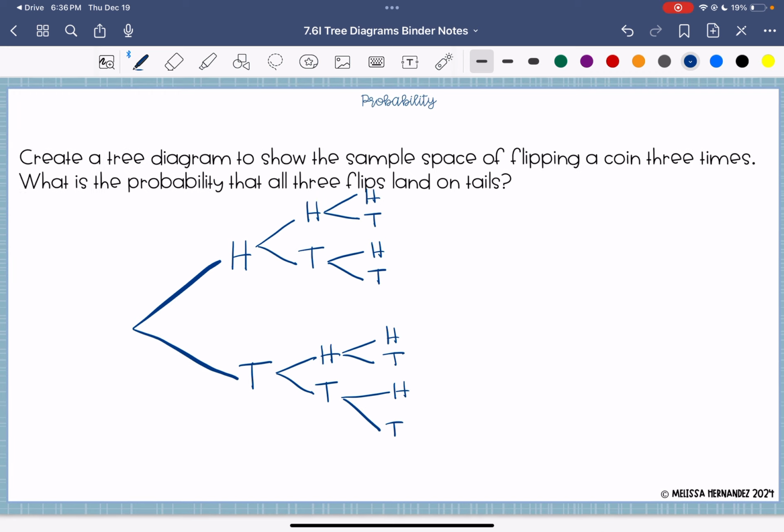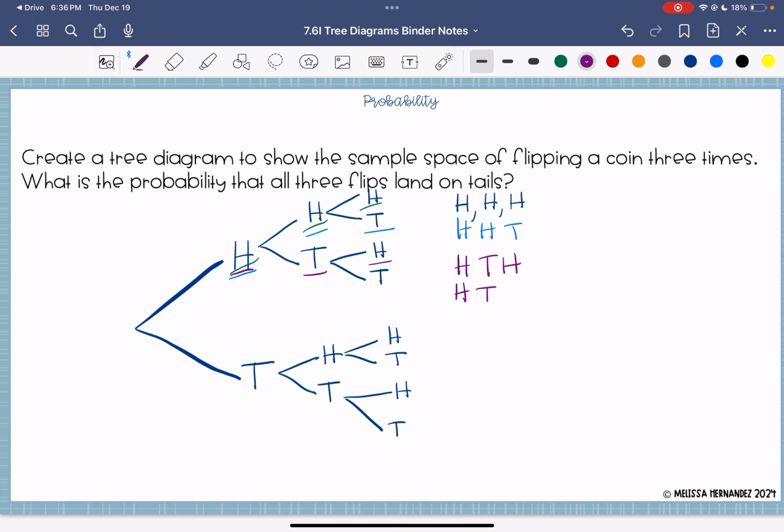So this is our tree diagram, but I'm going to go ahead and create an organized list. So the first time I could have landed on heads, and then the second time I could land on heads, and then the third time I can land on heads, which comes from here, here, and here. Now the first time land on heads, the second time land on heads, and then the third time I can land on tails. And then the next one would be heads, tails, heads. And then the next one would be heads, tails, and then land on tails again.